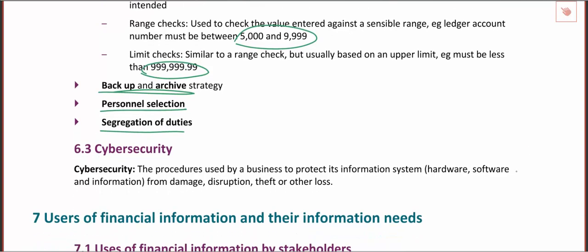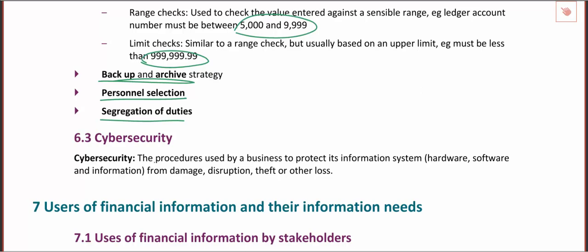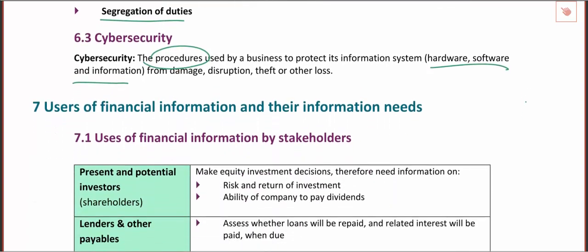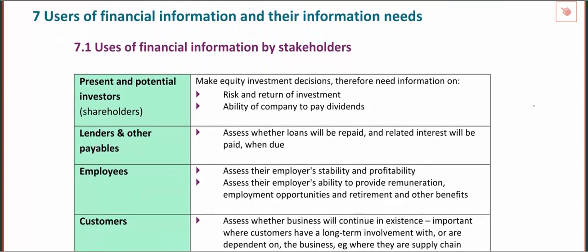This term cybersecurity just refers to however I actually try to protect myself, so any hardware, software, information, how do I protect those things from damage, so any of those methods that we've just discussed. Section 7 then moves on to thinking about who's going to use my financial information, and by understanding who uses the information and understanding what they need, that will enable me then to make sure I provide good information.